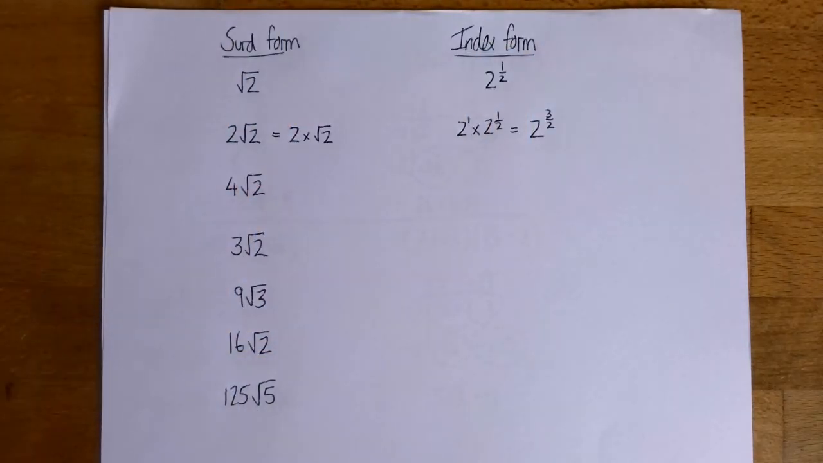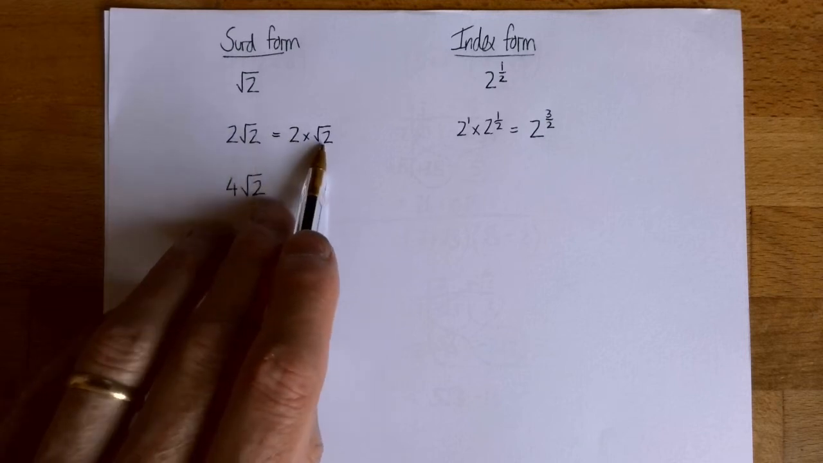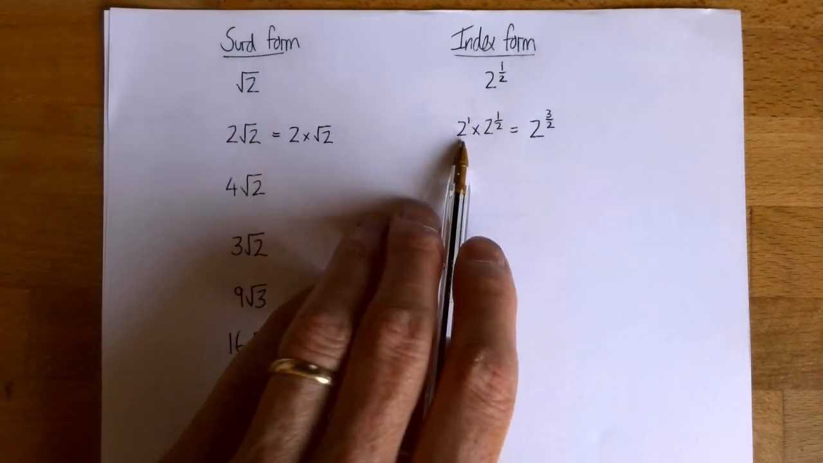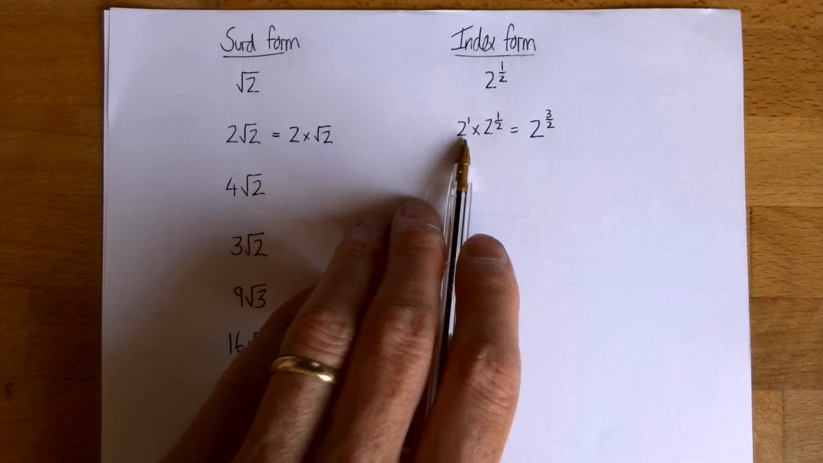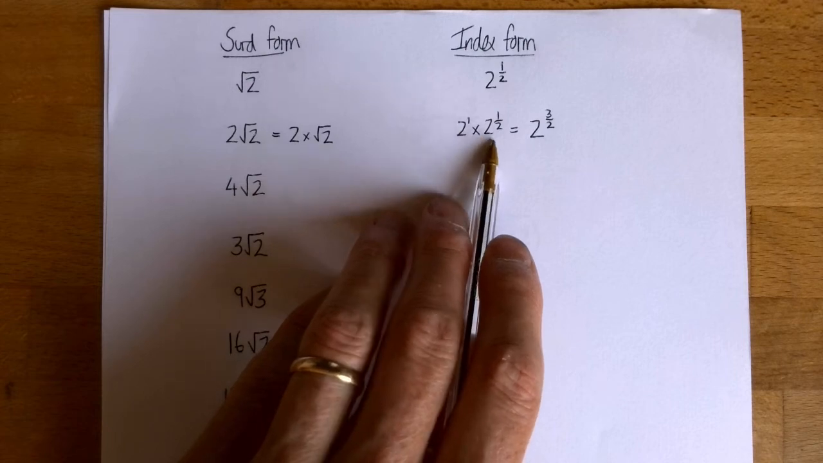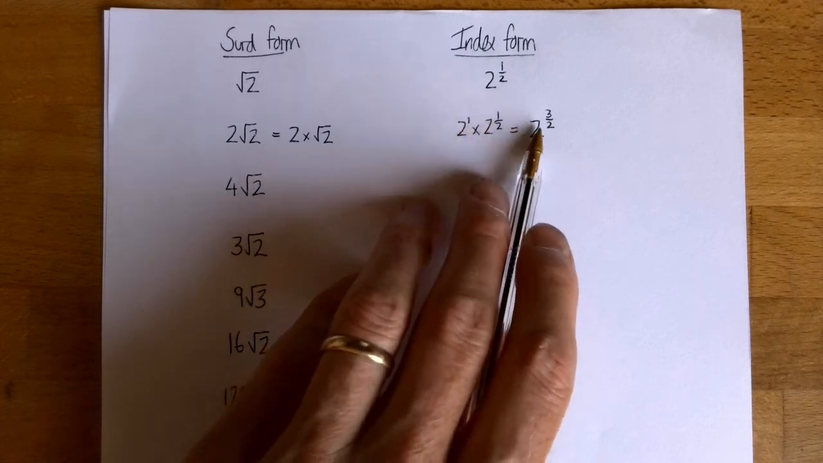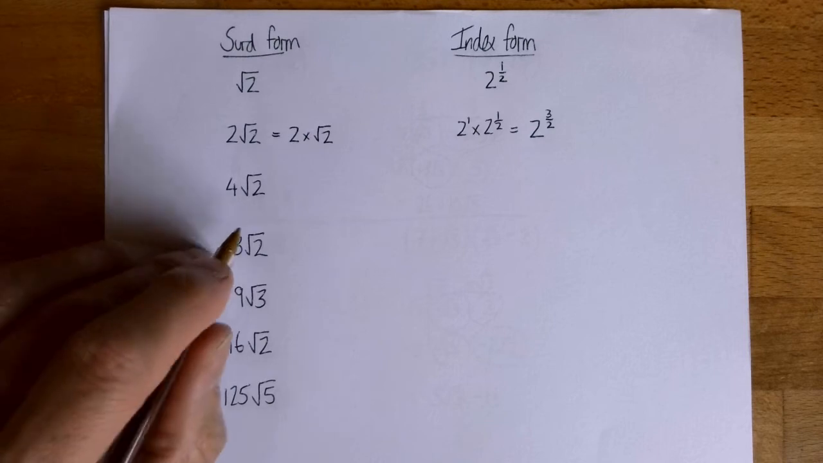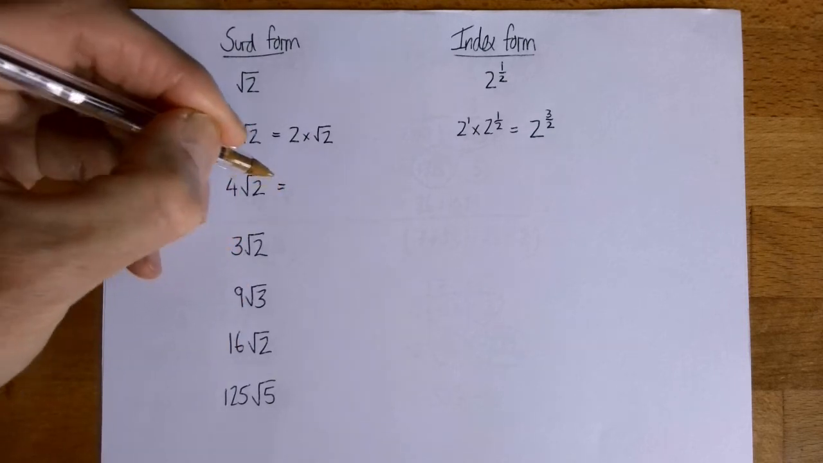So I'll go through that one more time. So this is 2 times the square root of 2. If I write that in index form, 2 on its own is 2 to the power of 1. The square root of 2 is 2 to the power of a half. If you multiply powers of the same thing, you add the index numbers, so you get that. And so I can do that for this one.